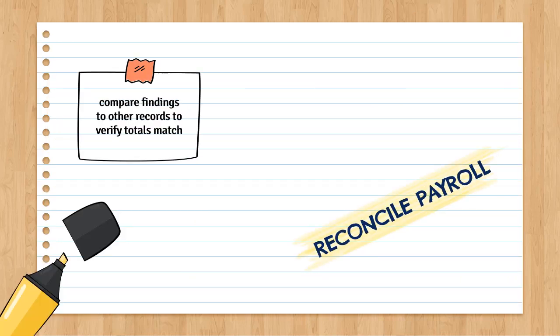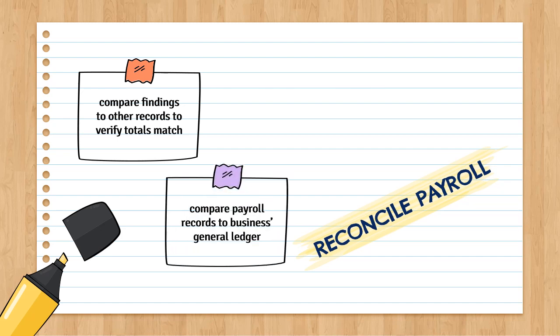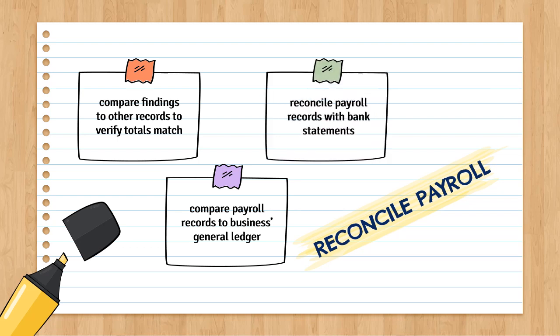Next, reconcile payroll. Compare findings to other records to verify totals match. If there is a discrepancy, closely examine records to find out the problem. Compare payroll records to the business general ledger. The payroll expenses in the general ledger should match payroll audit findings. Reconcile payroll records with the bank statement. Compare the amount listed in payroll records to what was withdrawn from the account.